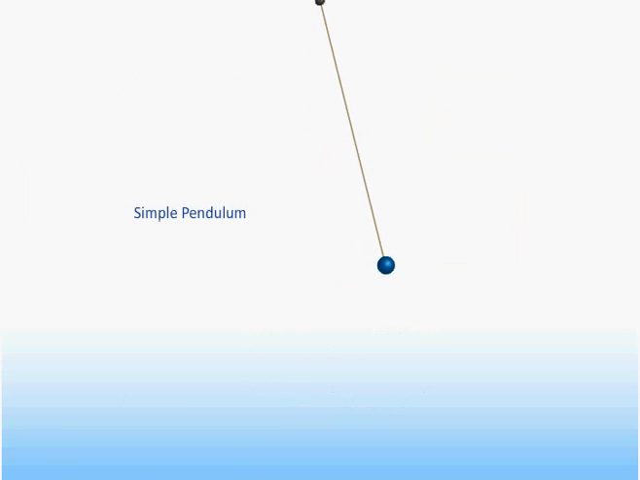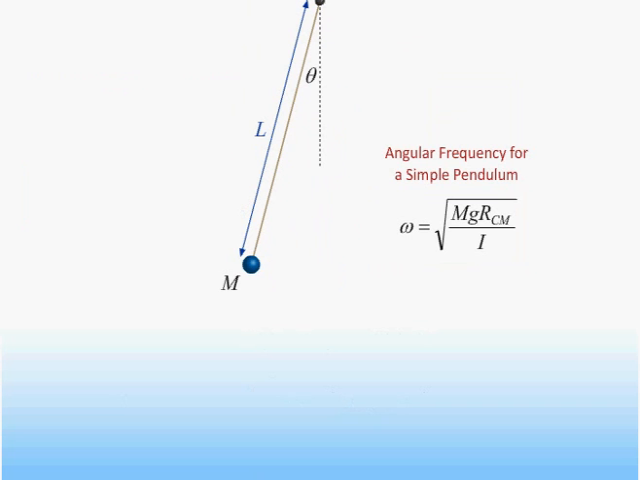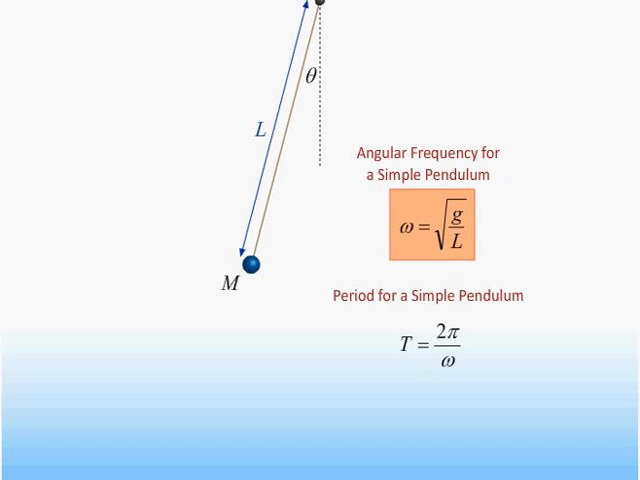Here we see a simple pendulum, a point mass M attached to a massless string that is suspended from a pivot. We can apply our results from the last slide with the distance from the pivot to the center of mass being equal to L, the length of the pendulum, and the moment of inertia equal to mL squared. The angular frequency of the motion, then, is equal to the square root of the acceleration due to gravity divided by the length of the pendulum. The period of the motion is, as always, given by 2 pi divided by the angular frequency and is therefore proportional to the square root of the length of the pendulum.